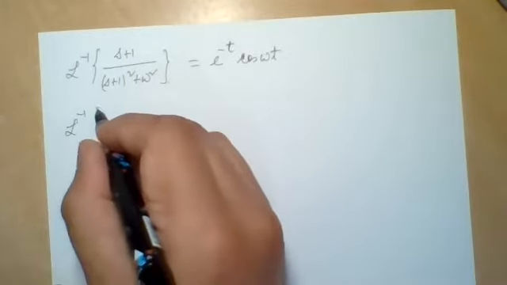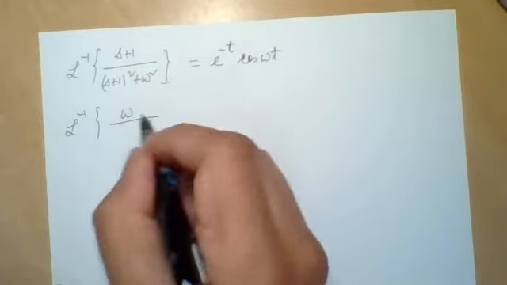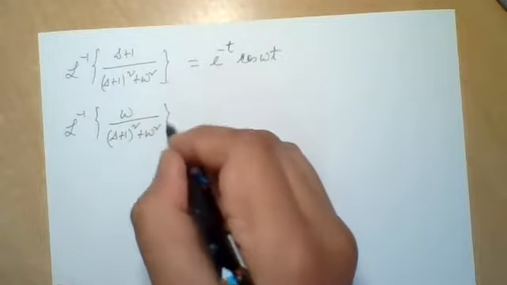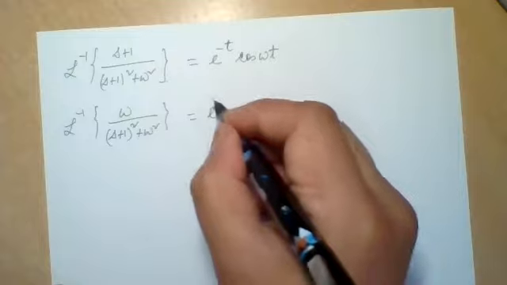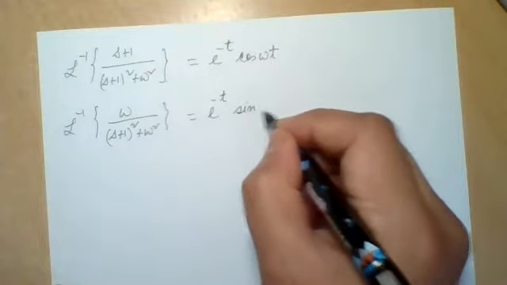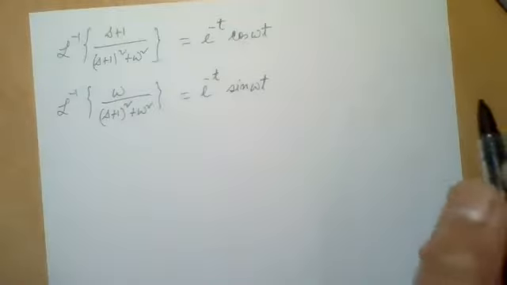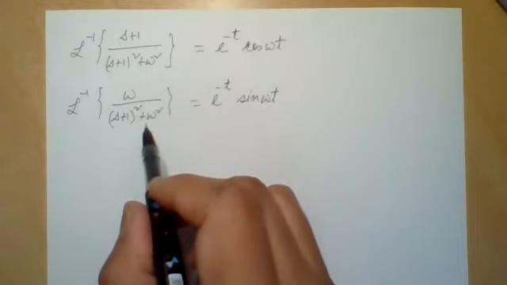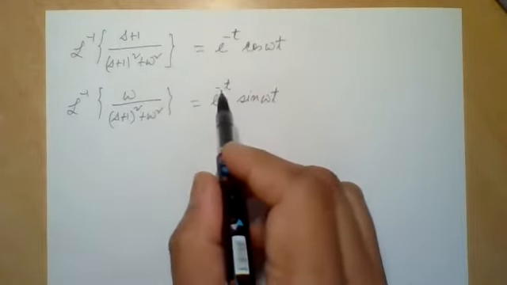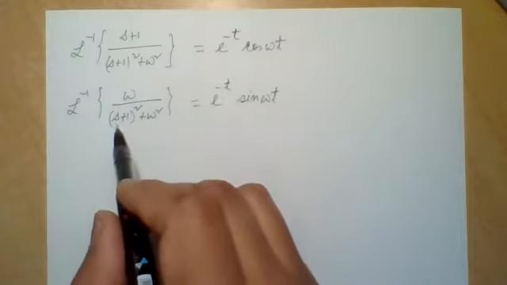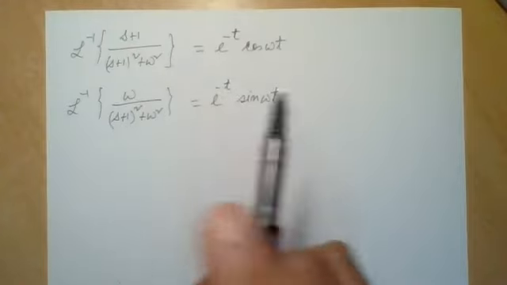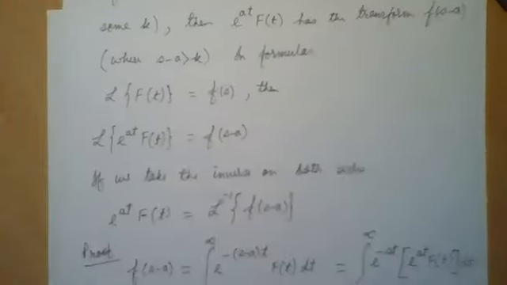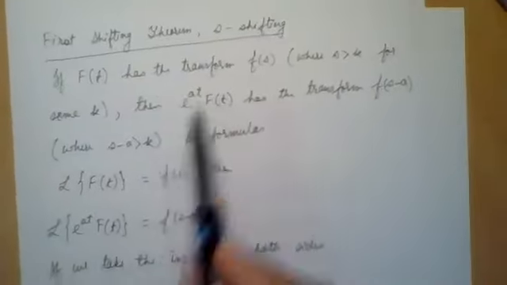Similarly, the Laplace inverse of omega by (s plus 1) whole square plus omega square is nothing but e to the power minus t sine omega t. Because the Laplace transform of sine omega t is omega by s square plus omega square, and because of this minus t, we have s plus 1 whole square. So this is an application of the first shifting theorem.